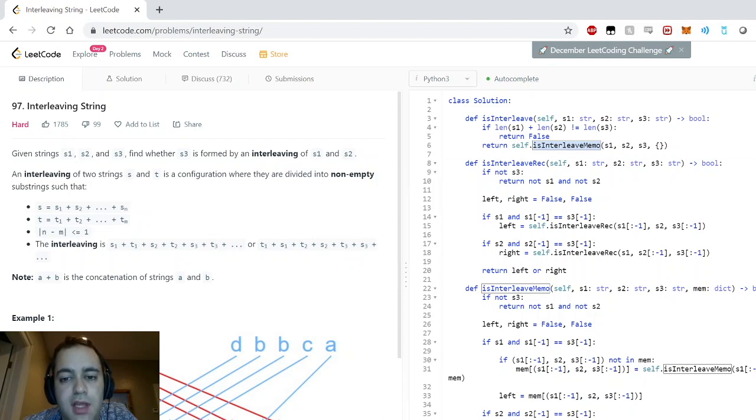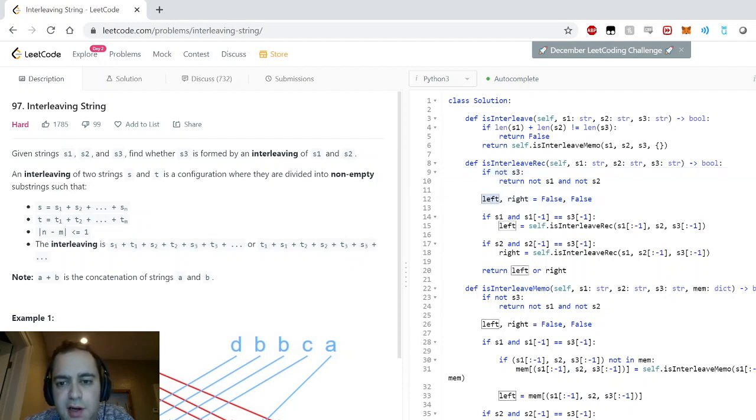But actually, let's look at the plain regular recursive solution first. So we have here our base case: if there's no S3, then we must not have any S1 or S2. That has to be true. Otherwise, we return false. So this base case essentially marks the end of the recursion and determines whether or not we have identified an interleaving string.